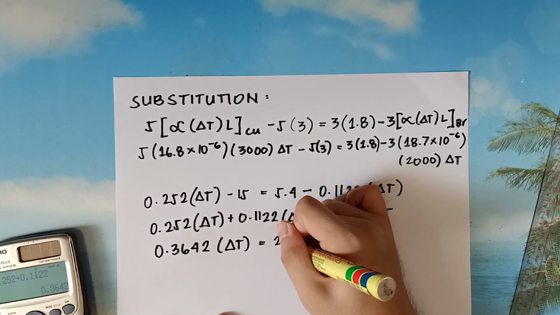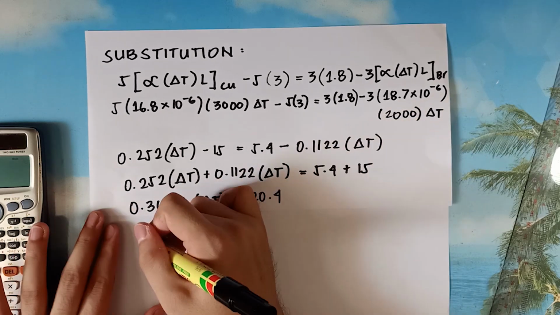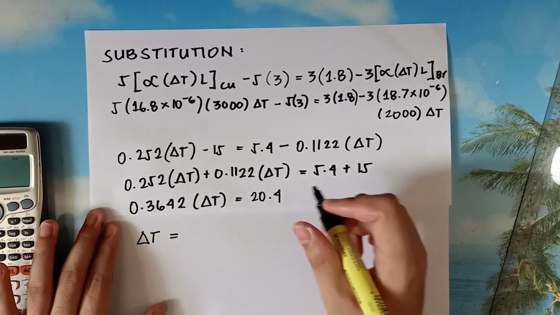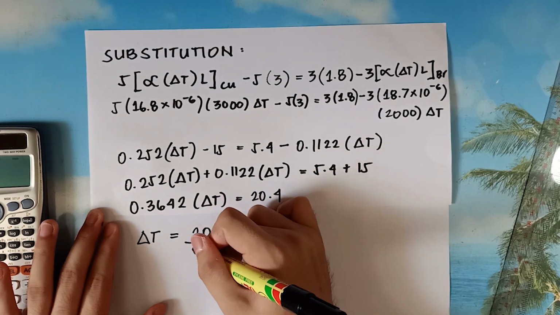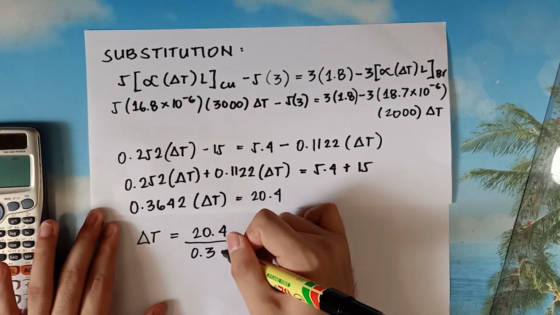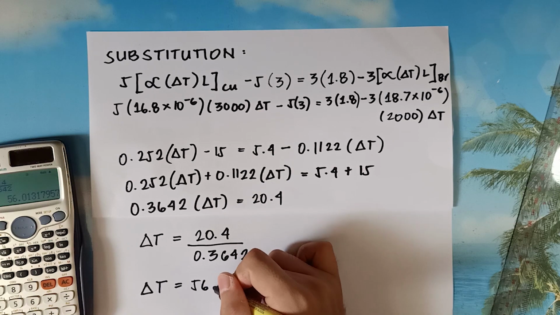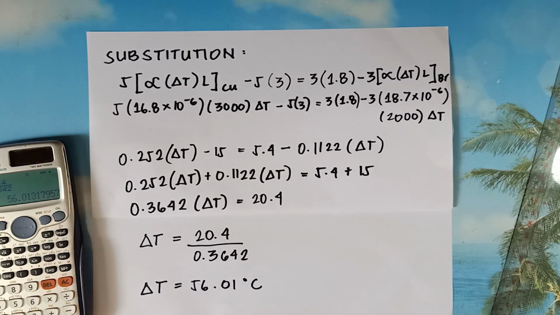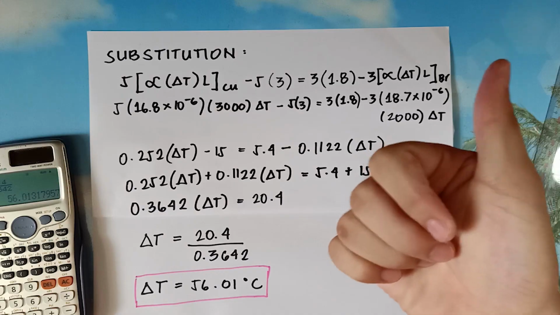Now that we have come up with this equation, we are going to divide both sides by 0.3642 in order to get the change in temperature of this problem. So we solve 20.4 over 0.3642, and we will get 56.01 degrees Celsius. And that is our change in temperature if the tensile stress of the brass is 90 MPa.